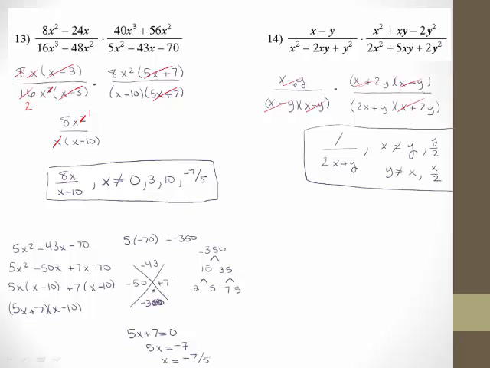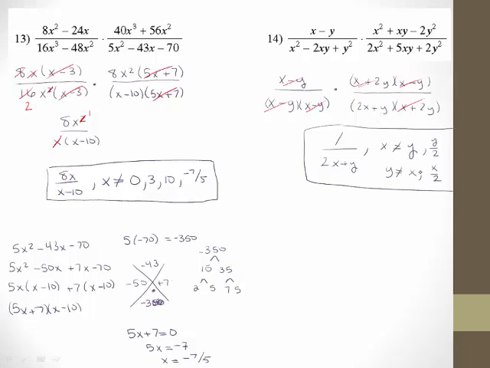Then x minus y canceled with x minus y here, and then this x minus y cancels with this x minus y over here. Then x plus 2y cancels with x plus 2y. Since everything canceled in the numerator, my numerator becomes 1, and I have 2x plus y left in the denominator.